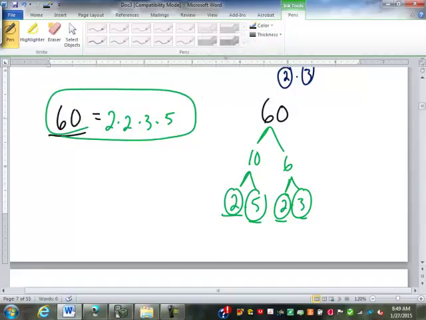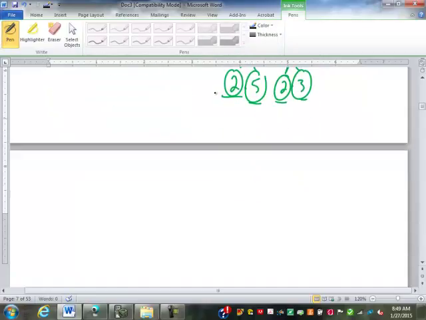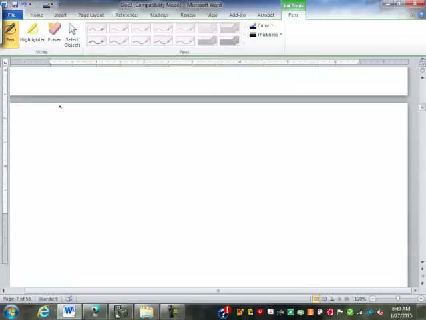So the question might come up, why do we care? Why is factoring a good thing? Well, there are going to be things that we need to find, especially when we work with fractions in our next unit.